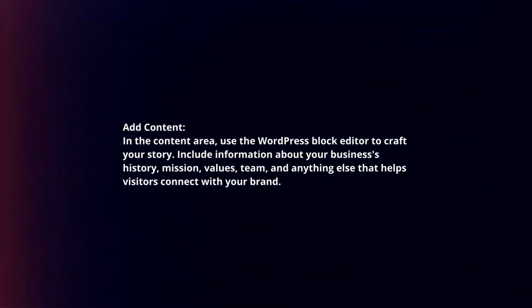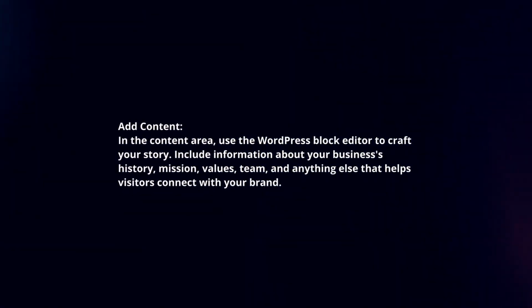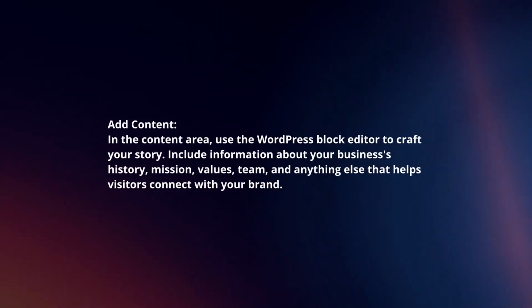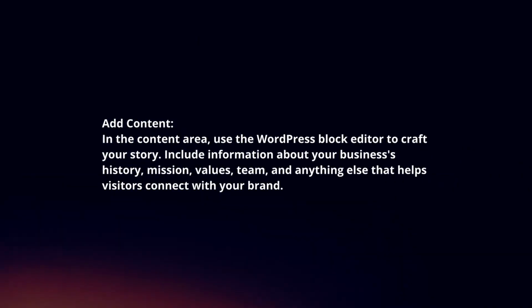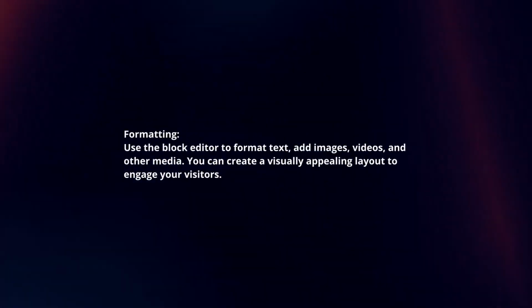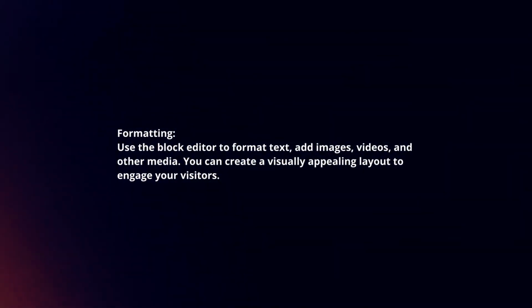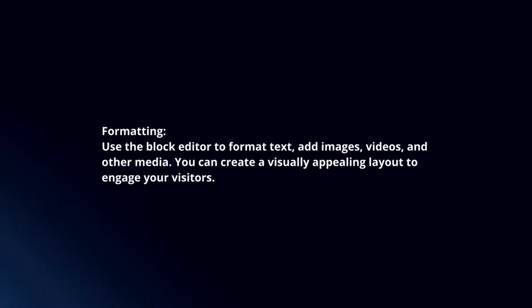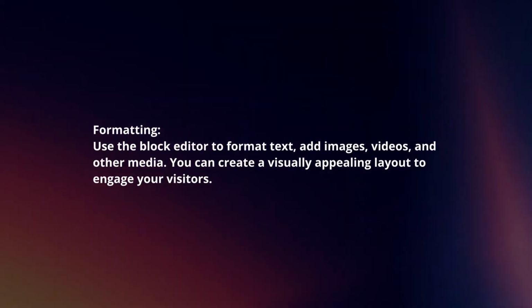Add content. In the content area, use the WordPress blog editor to craft your story. Include information about your business's history, mission, values, team, and anything else that helps visitors connect with your brand. Formatting. Use the blog editor to format text, add images, videos, and other media. You can create a visually appealing layout to engage your visitors.